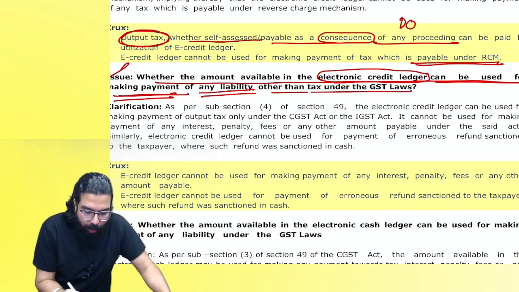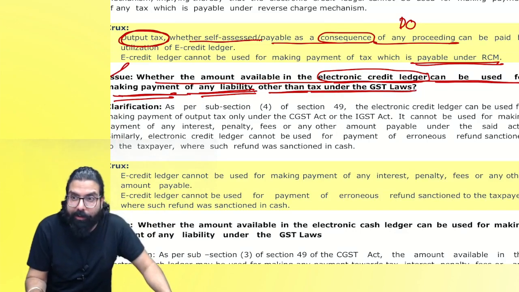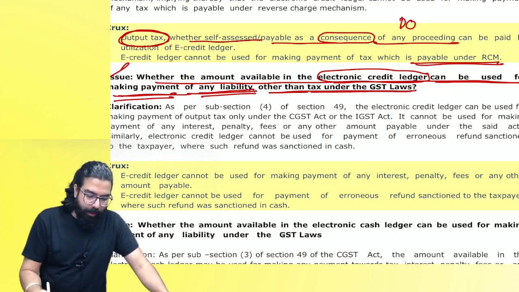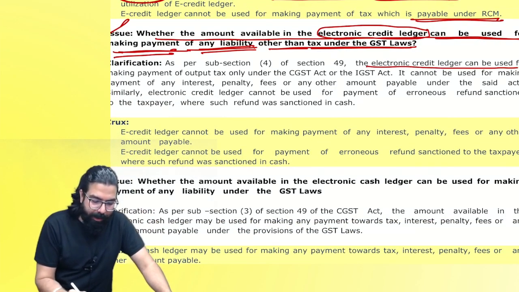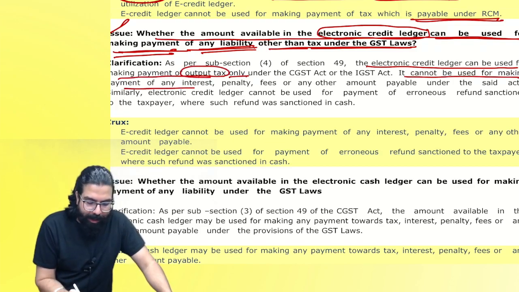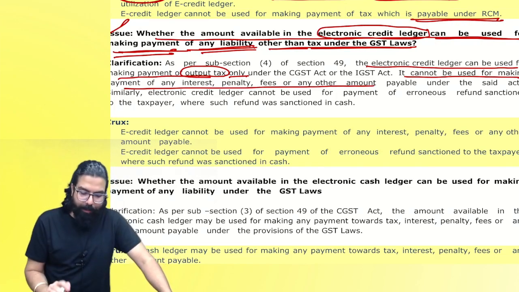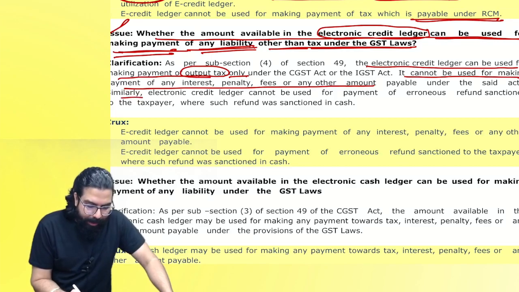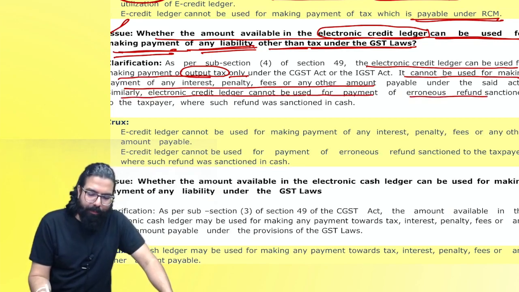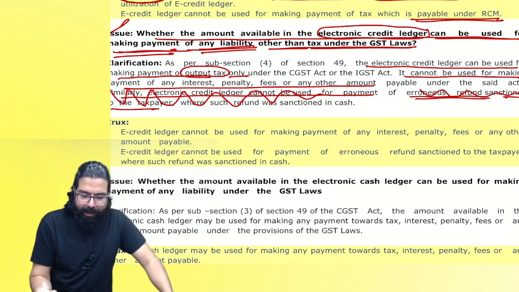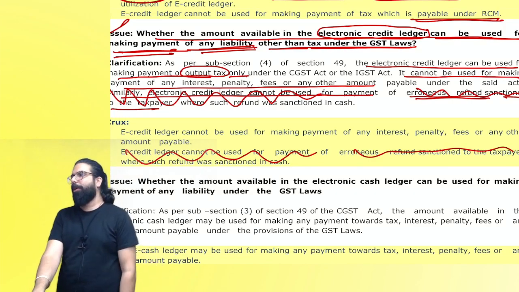Can it be used for making payment of any liability other than the tax under GST law? Means can you pay interest, penalty, late fee or any other amount? Baba, always remember the credit can be used for making payment of output tax only. It cannot be used for making payment of interest, penalty, late fee or any other amount. Are we clear, everyone? Similarly, the e-credit ledger cannot be used for making payment of erroneous refund sanctioned. But at this point, you don't have to remember. It's okay. At intermediate level, erroneous refund and all not required. Can I go ahead, everyone? Are we all clear till here?